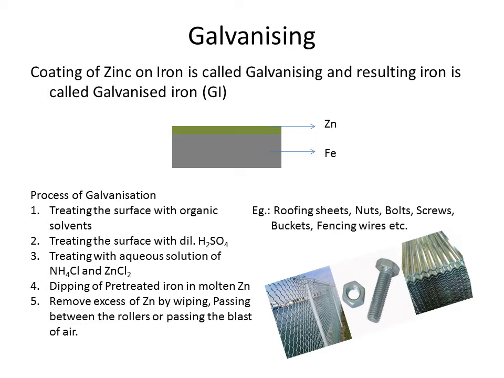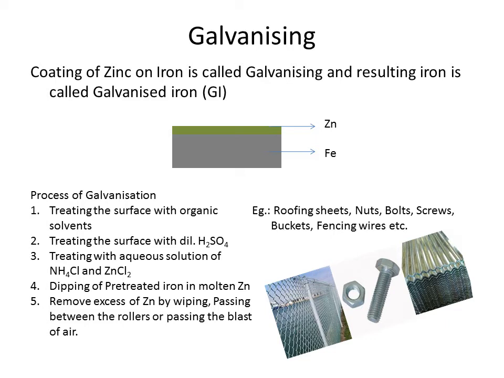So here we have one example, that is galvanizing. Galvanizing is nothing but coating of zinc on iron. Coating of zinc on iron, we call it as galvanizing, and the resulting iron is called as galvanized iron. In short, we call it as GI. You might have heard about GI pipes, which is nothing but galvanized iron.